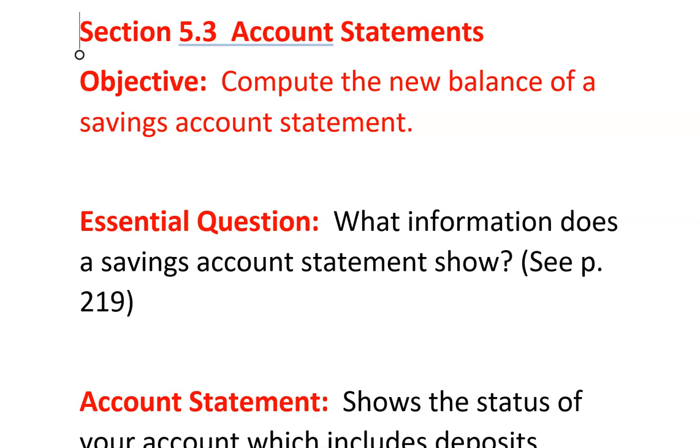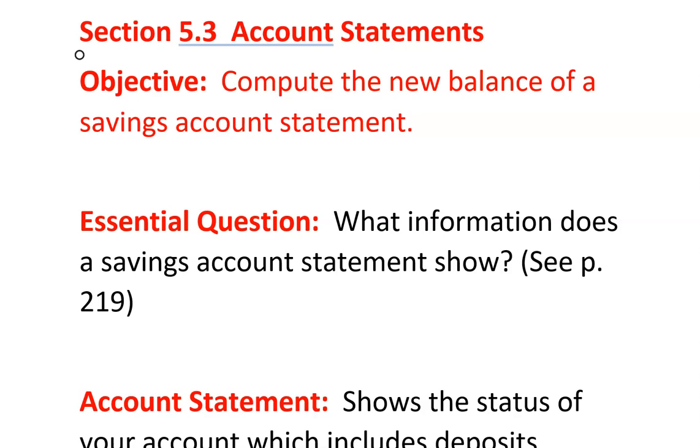Section 5.3, account statements. Our objective for today is to compute the new balance of a savings account statement. When you look at the statements on page 219, they should resemble a checking account slightly, yet there's less information on there because you can't spend savings money anywhere necessarily.